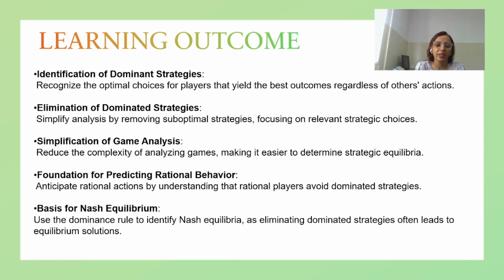The fourth learning outcome for the dominance rule is the foundation for predicting rational behavior. It helps you anticipate rational actions, as rational players avoid dominated strategies. That means you are able to find the rational behavior with the help of dominance.